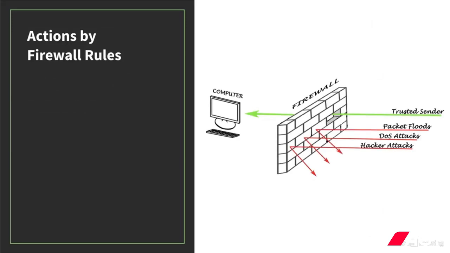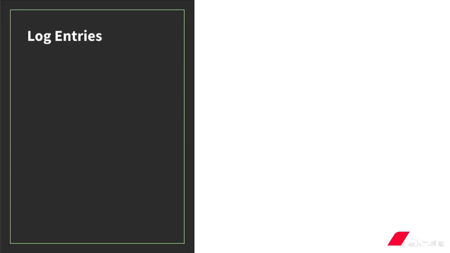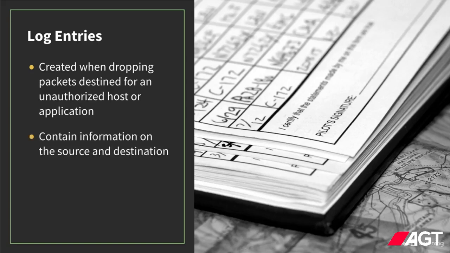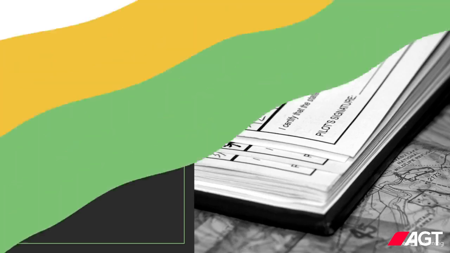Firewall rules are primarily used for three actions: accept, drop, and forward packets. Firewalls usually create a log entry when they detect and drop packets destined for an unauthorized host or application. These log entries contain information on where the packet originated from and where it's intended to go.